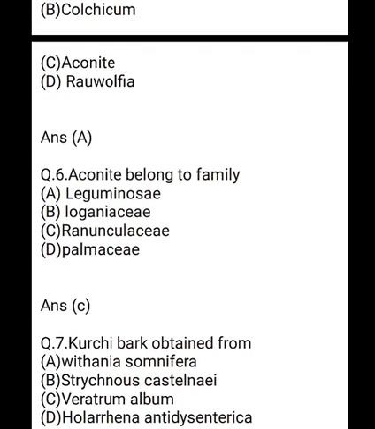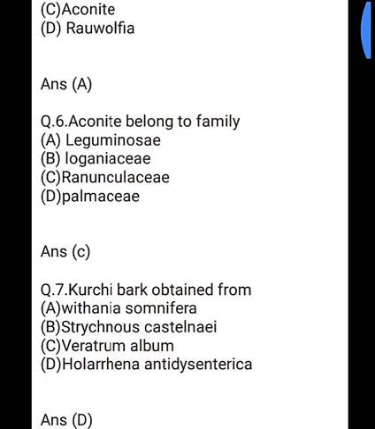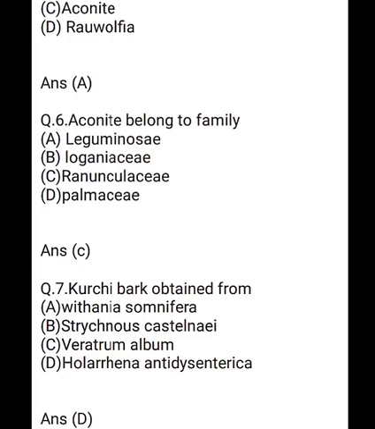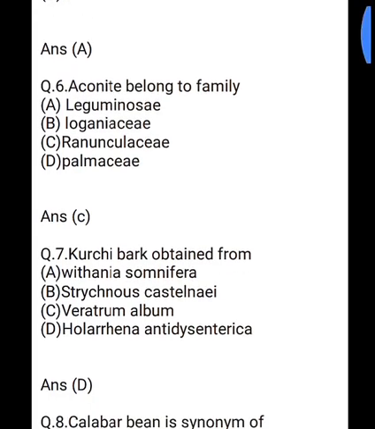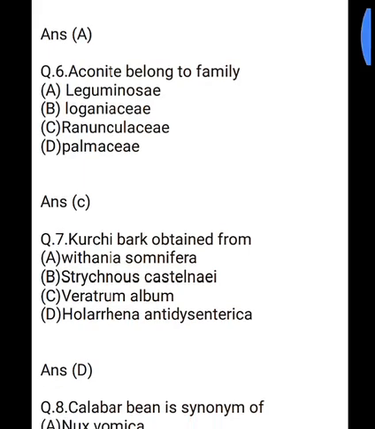Kurchi bark is obtained from: Withania somnifera, Strychnos castelnaei, option C Veratrum album, option D Holarrhena antidysenterica. The correct option is option D, Holarrhena antidysenterica, from which Kurchi bark is obtained. Withania somnifera is Ashwagandha, Strychnos castelnaei is from Curare, Veratrum album is Veratrum, which is a steroidal alkaloid.